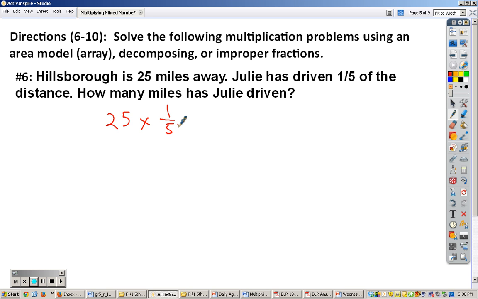Remember, 25 is a fraction. It can be 25 over 1. 25 times 1 is 25. 1 times 5 is 5. 5 goes into 25 5 times. Our answer is 5. So she drove 5 miles.